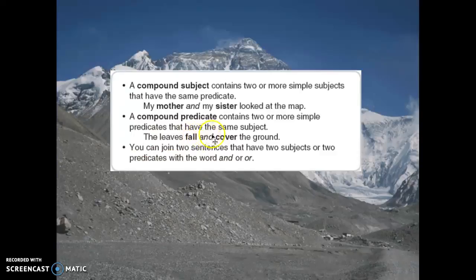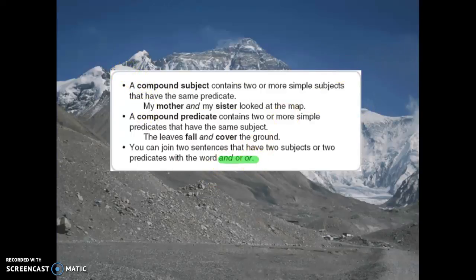A compound predicate contains two or more simple predicates that have the same subject. So the leaves fall and cover the ground. So we have two verbs in this case, fall and cover. And the noun that is doing that, the leaves. Okay? You can join two sentences that have two subjects or two predicates with the word and or or. So that's going to be really important in your work today that you're going to combine sentences with compound subjects and predicates only using and or or.